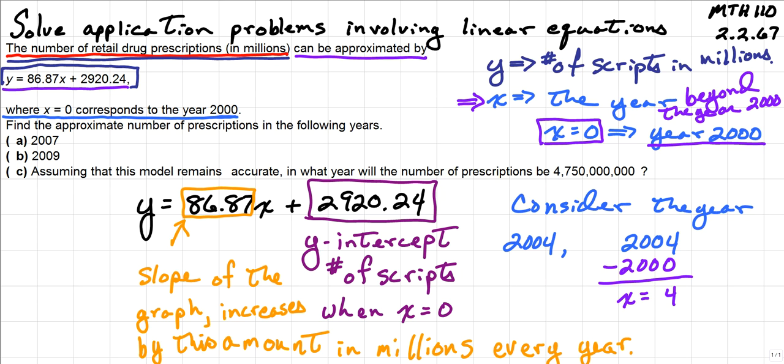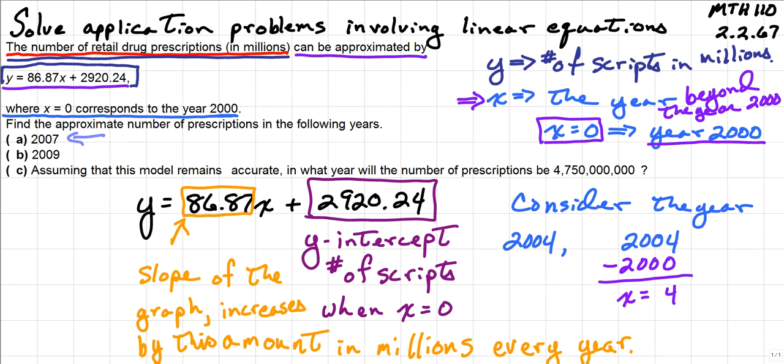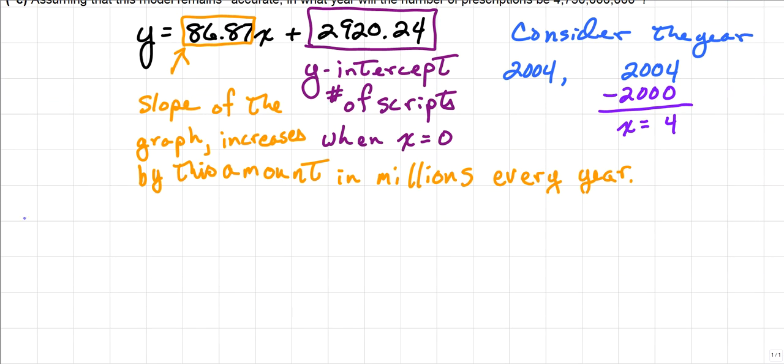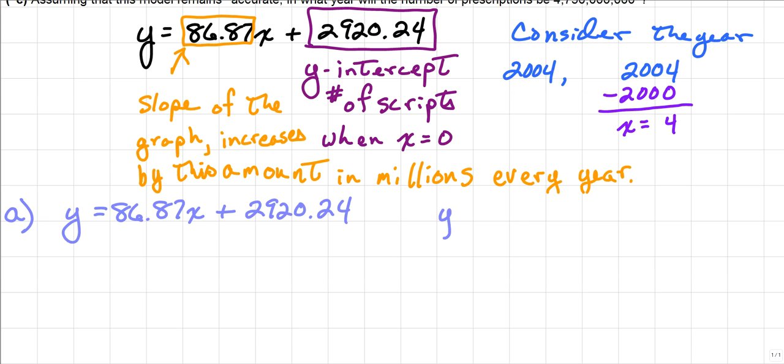Okay, so now that we've got this sort of broken out, let's go ahead and start with the first portion of this, part A. I want to find the approximate number of prescriptions in the following years. A is 2007. So let's go ahead and consider part A. Remember, we're still going to use y is equal to 86.87x plus 2,920.24. And we're talking about the year 2007, which means that x will be equal to 7.